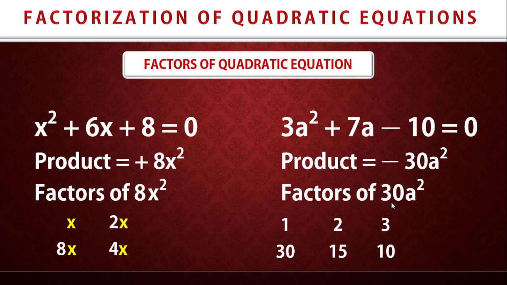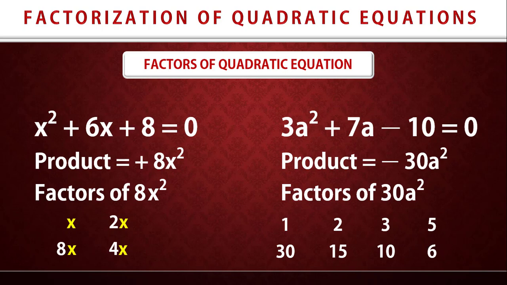So what other factor can be a factor of 30? 5 can also go in 30. 5 can go in 30 6 times. That's 5 times 6 can give us 30. So we have 5 and 6 also. So the factors of 30 now are 1, 2, 3, 5, 6, 10, 15 and 30. But we need to combine them together, because 1 times 30 will give us 30, 2 times 15 will give us 30, 3 times 10 will give us 30, and 5 times 6 will give us 30.